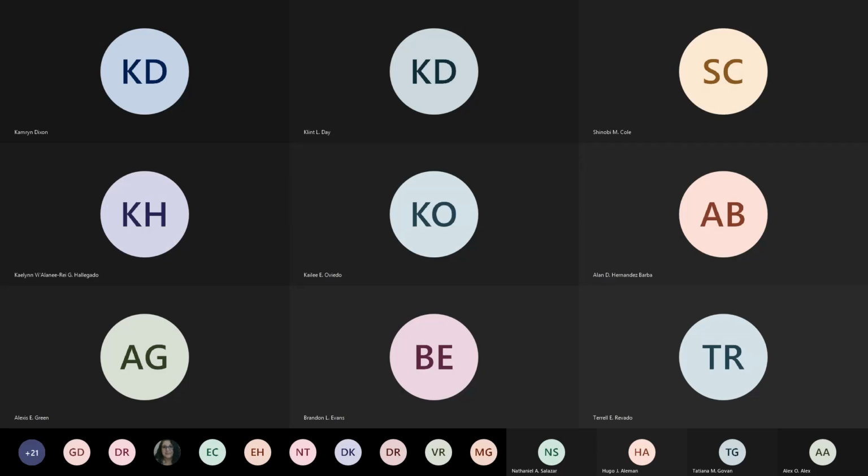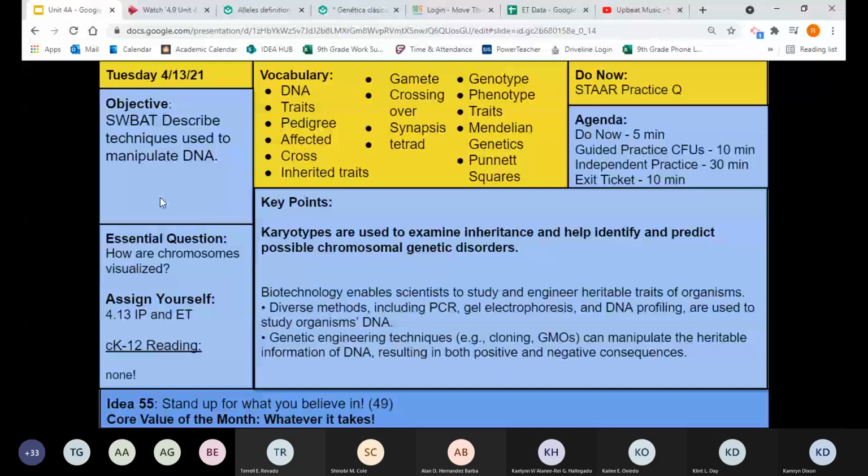Those out so you can write down your objective. The objective for today, which is Tuesday the 13th, is that students will be able to describe techniques used to manipulate DNA.